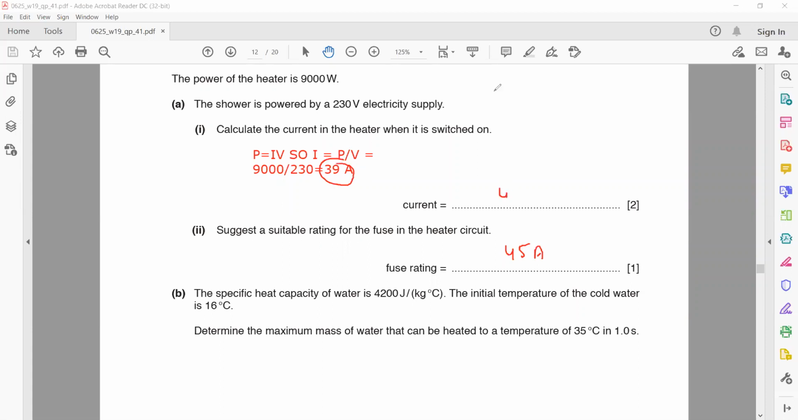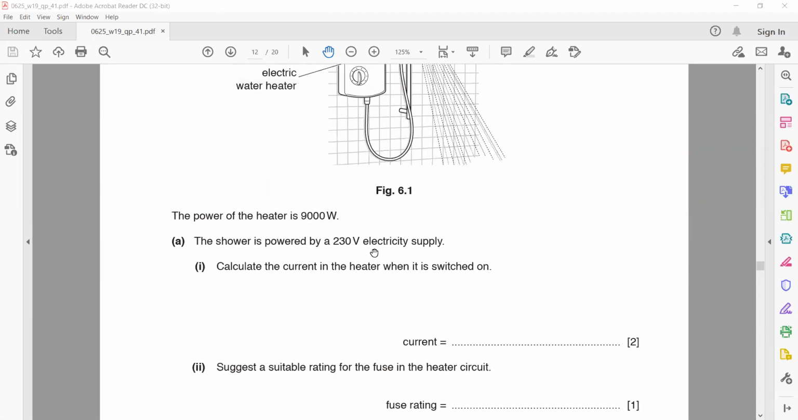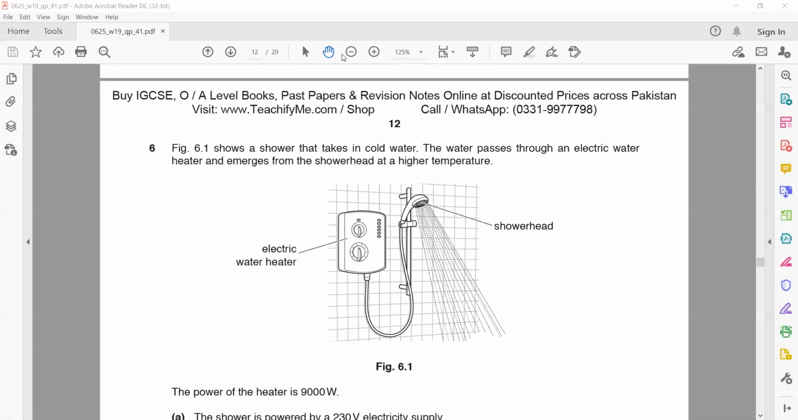The purpose of the fuse is to protect the device. Otherwise, if too much current flows, that will damage the device. To protect the device from too high a current, we use a fuse, for example a 45 ampere fuse. So if the current is 45 ampere, it will blow. If it is less than that, the device will work normally. So for the safety of the device, we use a fuse in the circuit.